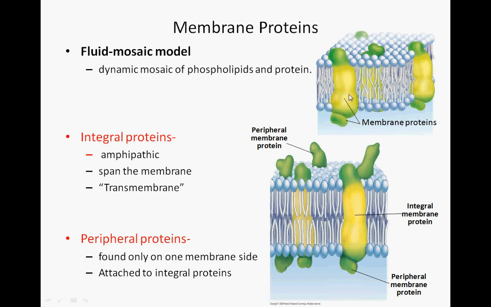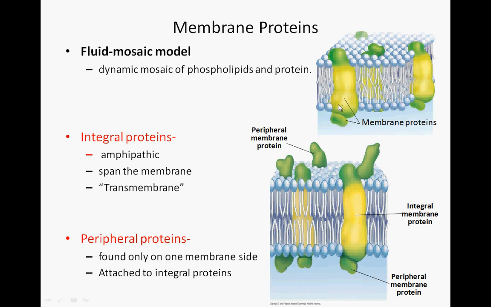The mosaic aspect of this has to do with proteins that are embedded in the membrane. It's not like this protein sits up here and is permanently in this location. It can actually float through this membrane and move around in and of itself. So a cell membrane is a very dynamic thing. It changes the way it looks and the way it's shaped.